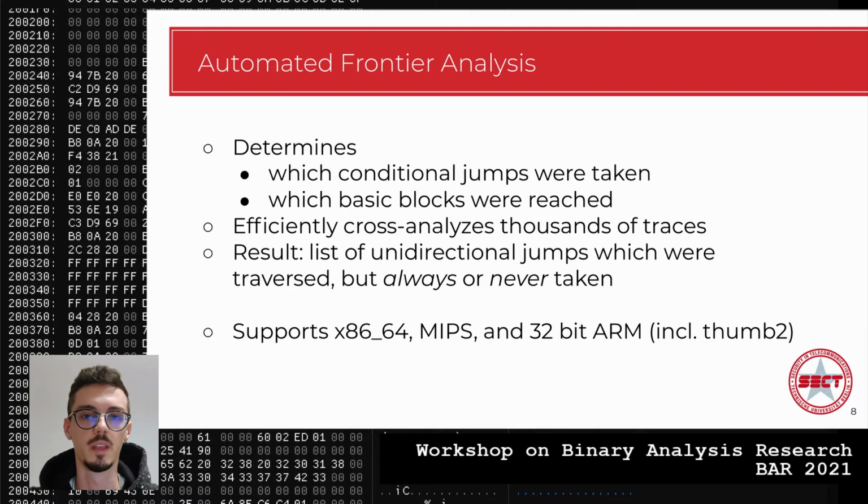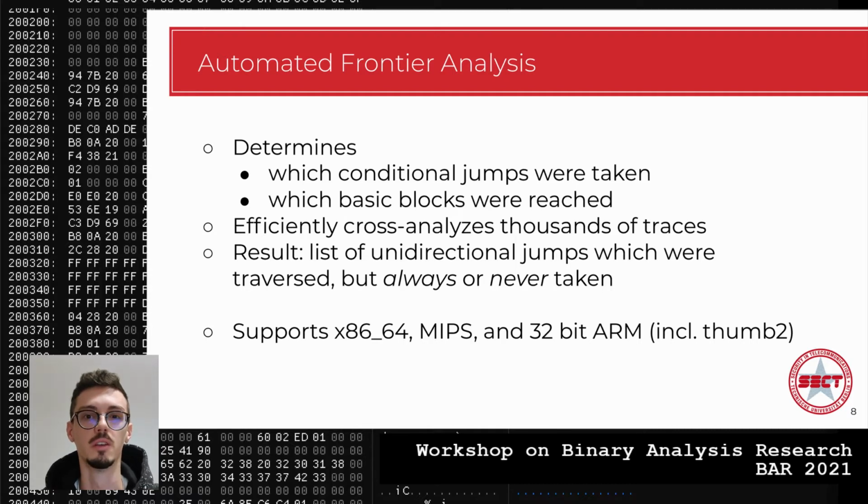JMPscare's analysis has at the moment 2 steps, 2 levels, of which the first is available for x86-64, for MIPS, and for 32-bit ARM, including thumb. So in the first stage, we determine which conditional jumps were actually taken and which basic blocks were reached. And we do that over a vast number of execution traces.